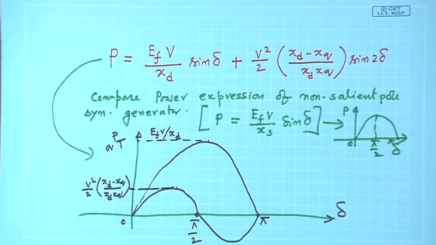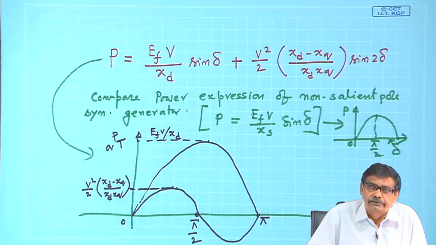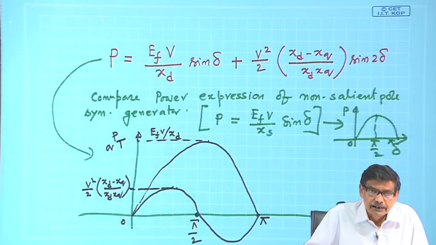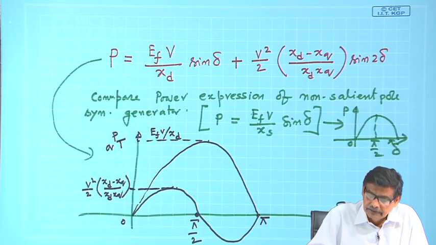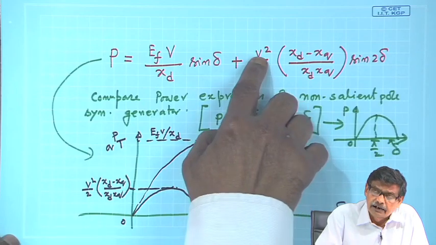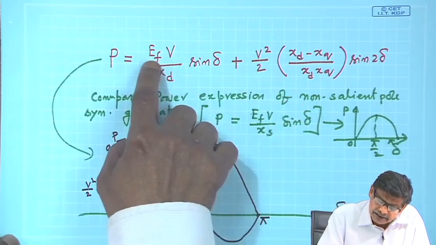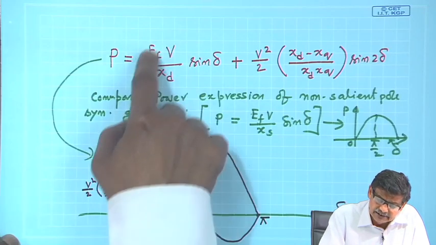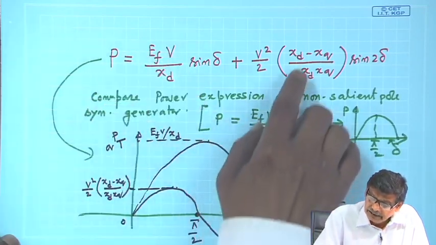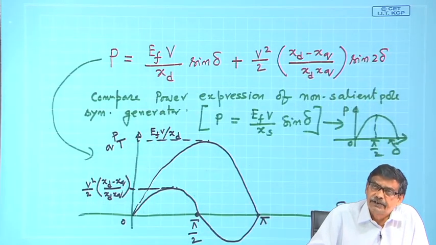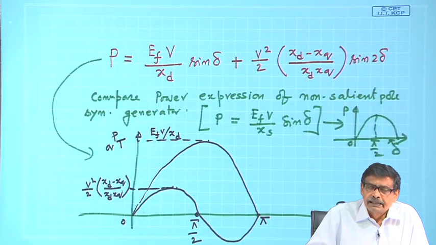However, in a salient pole machine, X d is not equal to X q. There will be a difference, but not much of a difference. And V is the terminal voltage, this is a large number, no doubt. Here also E f V by X d is a large number, but this factor, the difference of X d and X q, is not so large a number.